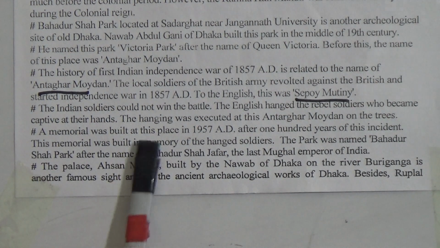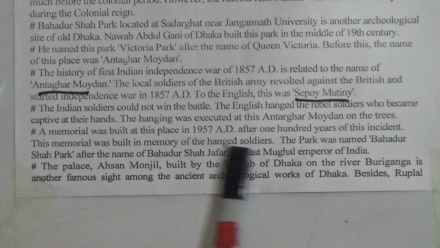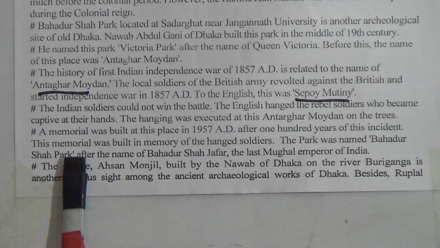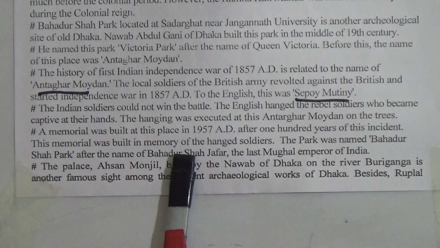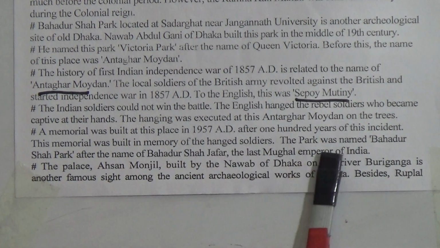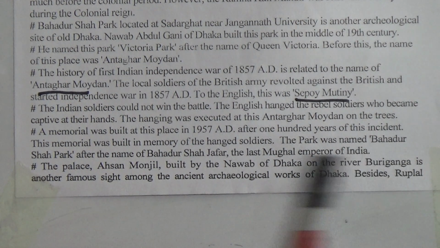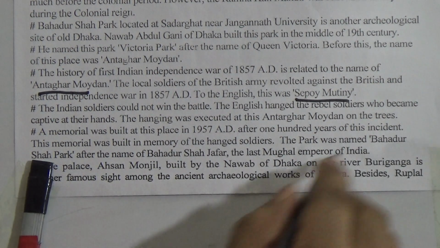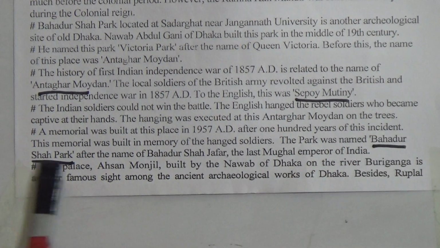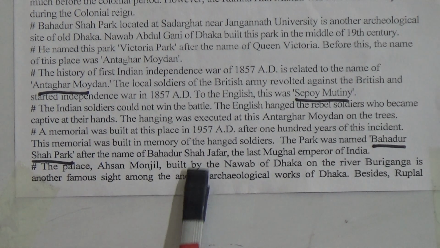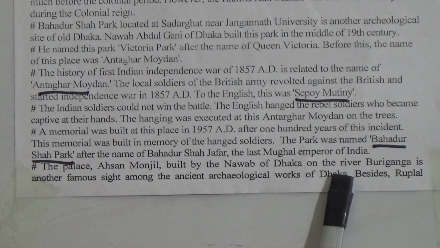A memorial was built at this place in 1957 AD, after 100 years of this incident, in memory of the hanged soldiers. The park was named Bahadur Shah Park. It's very famous after the name of Bahadur Shah Jafar, the last Mughal emperor of India.